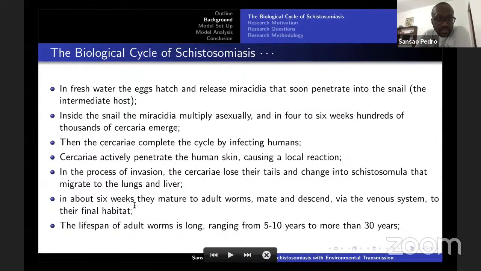Then in about 6 weeks, they mature to adult worms, they mate, then they descend to their final habitat, where it could be the bladder or the intestinal vesicula. The lifespan of adult worms is generally long, ranging from 5 to 10 years or even more than 30 years. And this is the cause of reinfection. And the reinfection is also the factor that leads to different phenomena of the immune response.